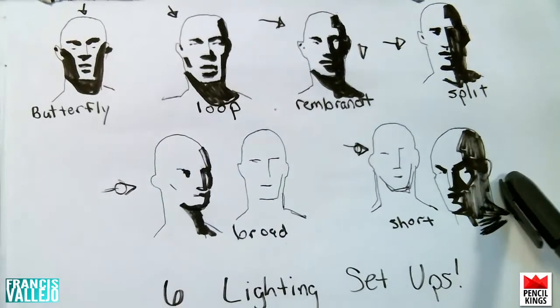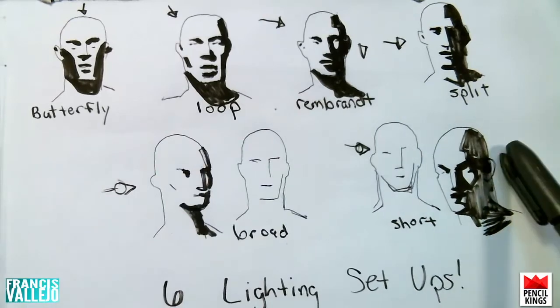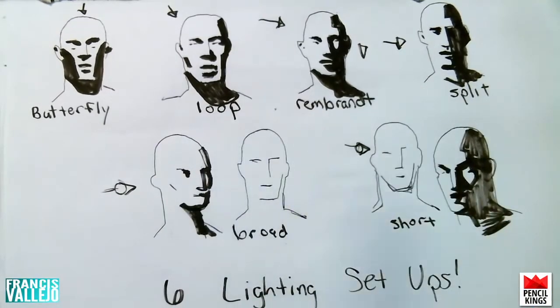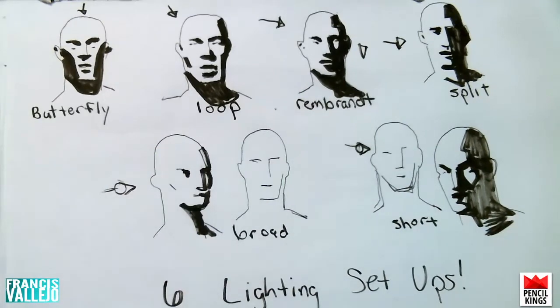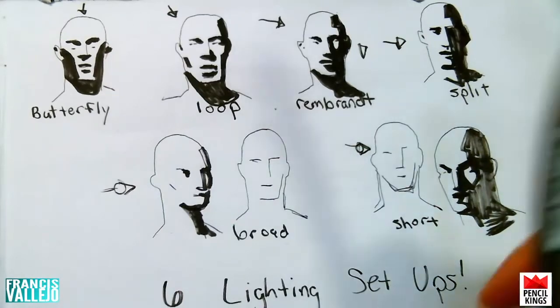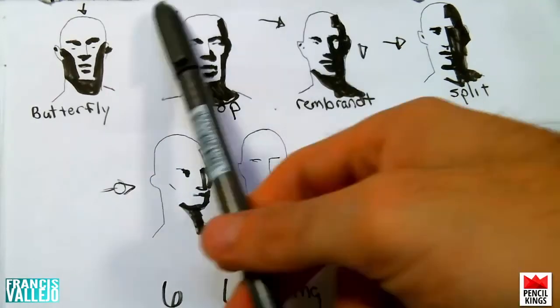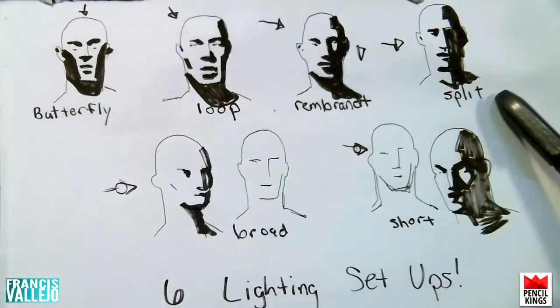Two things with this. The first, as I mentioned, all this can be memorized, and then you can start to draw a figure out of your imagination, right? You draw the construction, you know where everything is, and then you can say, okay, I'm gonna let this character be Rembrandt or loop or butterfly. So that's very important, and these shapes should be memorized.